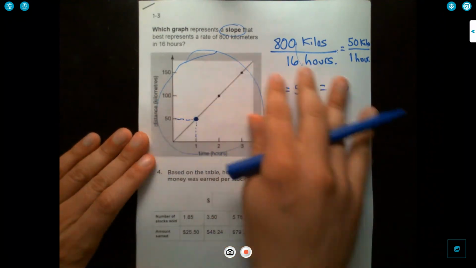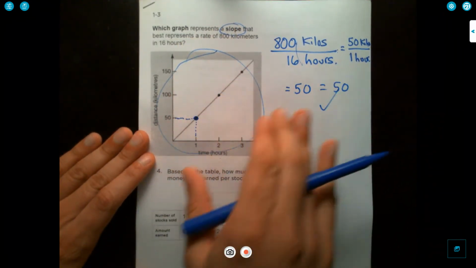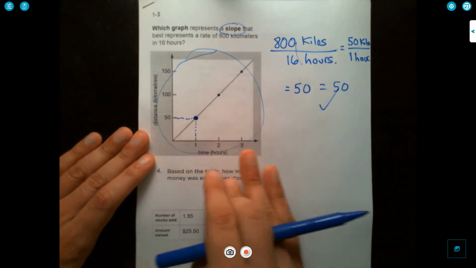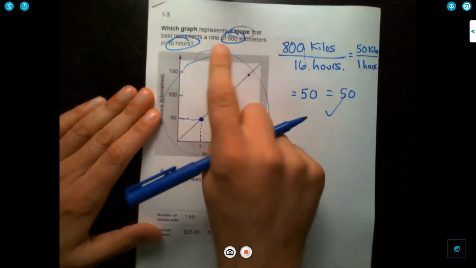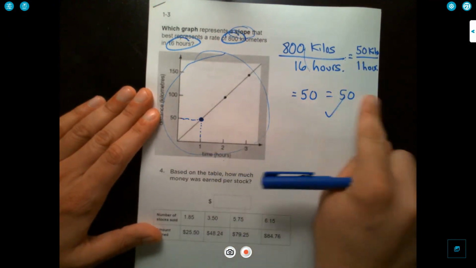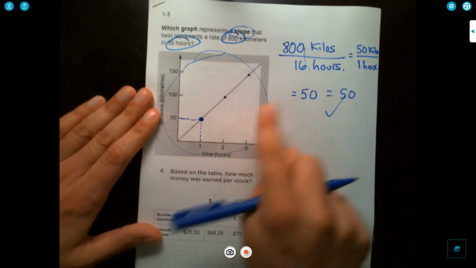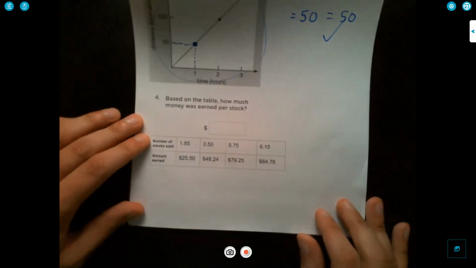So this is the type of question where you're going to have multiple graphs and you have to choose which graph has the same slope or the same proportion as what's given to you in the word problem. So 800 to 16: I set up the proportion and found which pretty point matches that slope. All right, so let's move on to the next one.